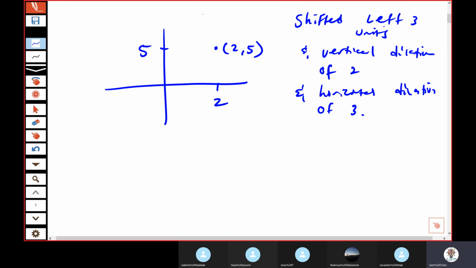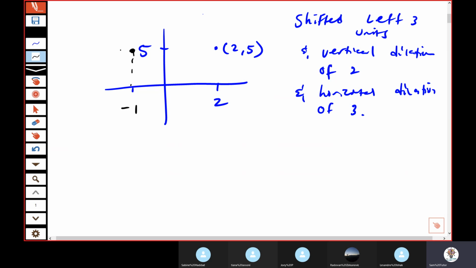So shifted left 3 units, so 1, 2, 3. Negative 1, 5. We agree with that? How come? Okay, but it starts at 2 and 5. X is 2, Y is 5. If I told you move this thing left 3 units, I hope you would have gone there. But that's it, for shifted left 3 units.